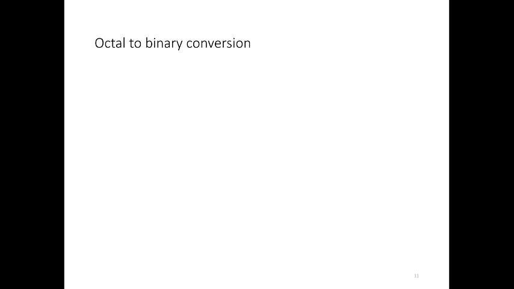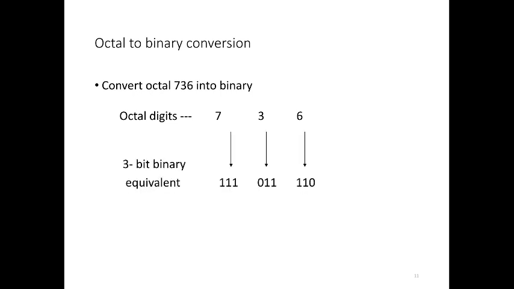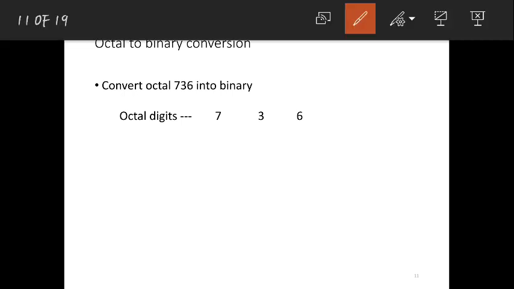Now octal to binary conversion. This is the octal number he has given, 736, to convert into binary. Before writing that, you should know the binary for 7. I am writing here 2 to the power of 0, 2 to the power of 1, 2 to the power of 2. These 3 bits are required to write.